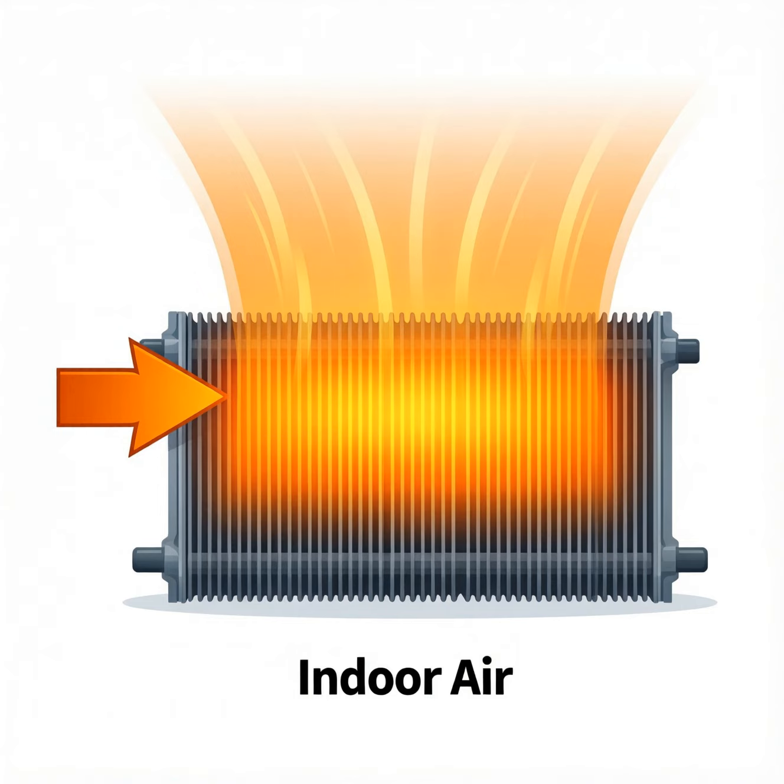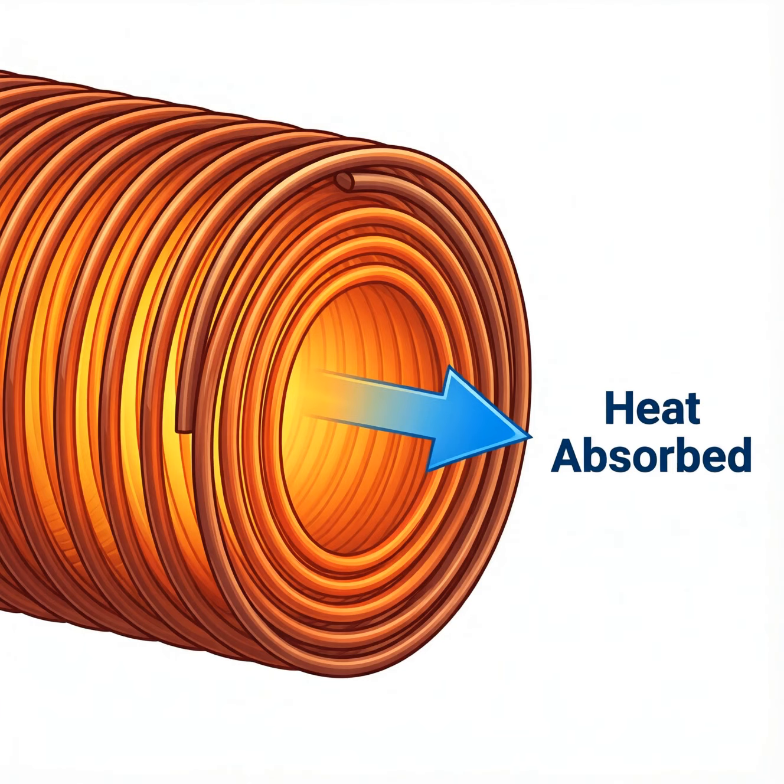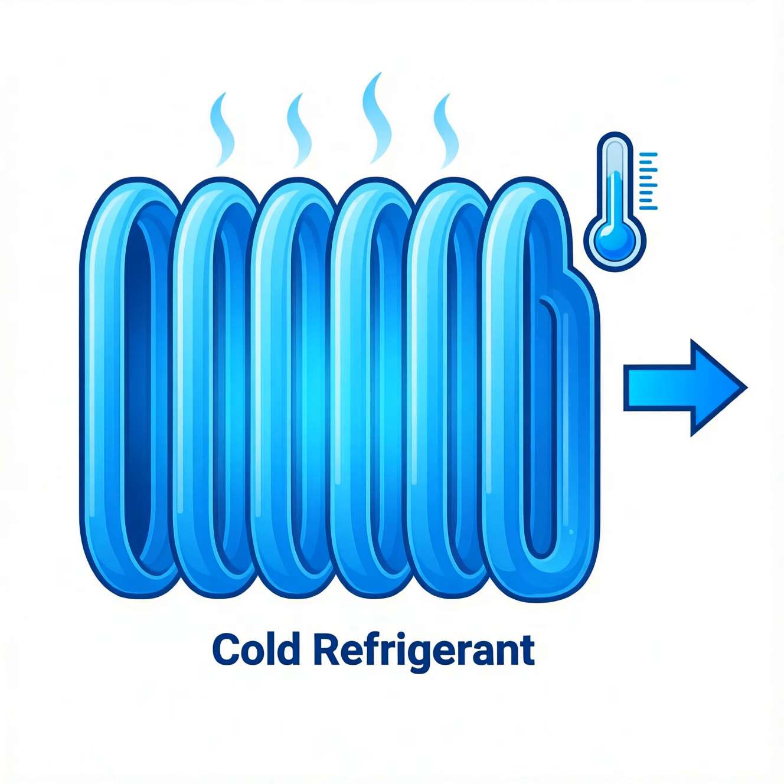This phase change pulls thermal energy out of the room air. Consequently, the indoor air cools and feels more comfortable. The now warm vapor travels back to the compressor for compression. The cycle repeats, continuously removing heat from your living space. Thus, the evaporator coil is the heart of indoor cooling.